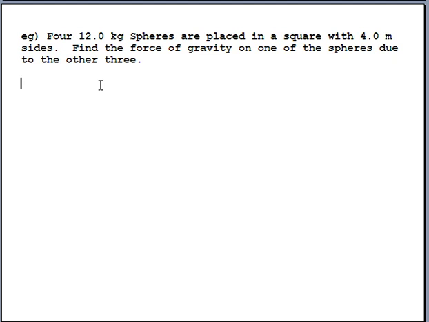Imagine it's like 4 giant bowling balls placed in a square. Imagine they're in space, so forget the Earth. They're just on their own. They're in a big square pattern with 4 meters on the sides of the square. That's how far they are apart on the edges. And you're asked to find the force of gravity on one of those spheres, one of those bowling balls, due to the other 3. So I need a little picture here.